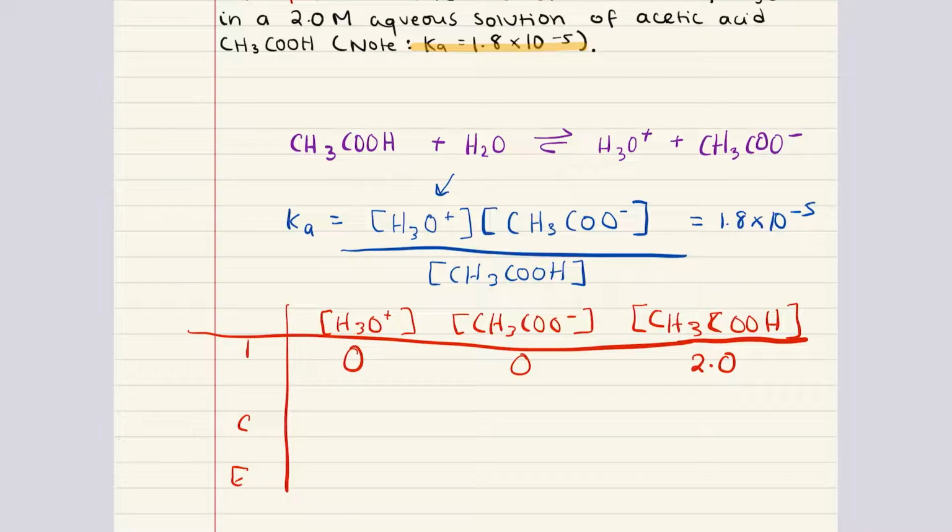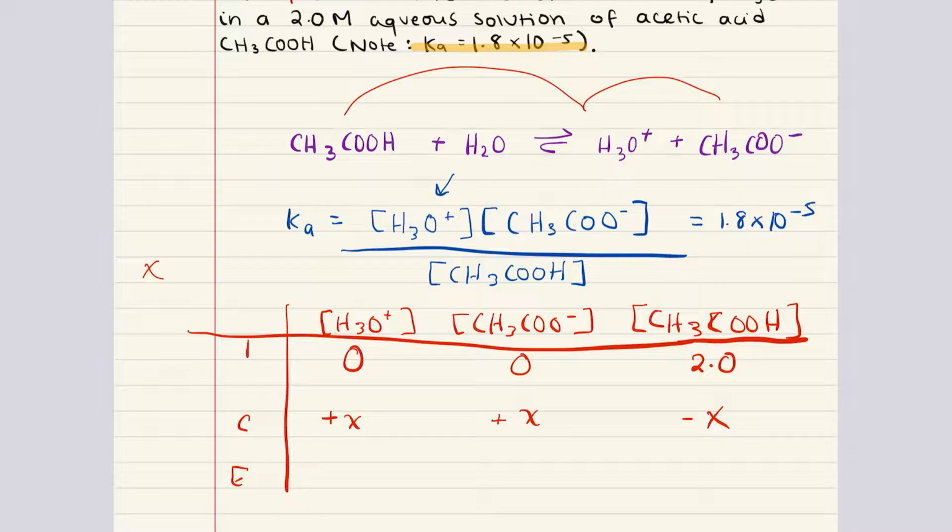Then we have to figure out our change in concentration. We're going to denote change as our variable x, and what we notice is that all of these species have a 1-to-1 ratio. So we're going to write that our change in concentration of our ions is going to be plus x because we're going to be forming our hydronium ions and our conjugate base acetate, and we're going to be using up our acetic acid, so this is going to be minus x.